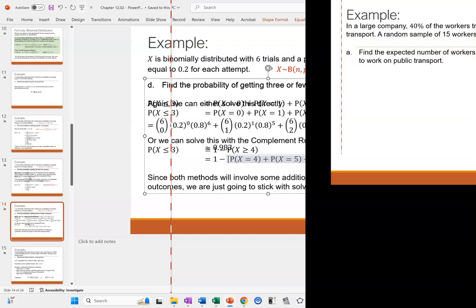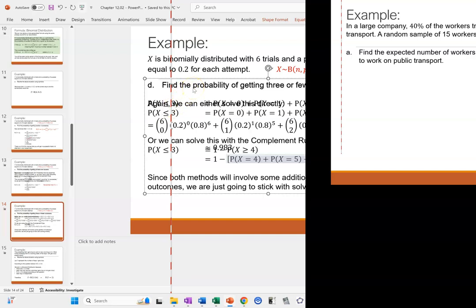So let's look at an example. In a large company, 40% of the workers travel to work on public transport. A random sample of 15 workers is selected. Find the expected number of workers in the sample that travel to work on public transport. Here we're asking for expectation, right? Expected number, which should be n times p, right?